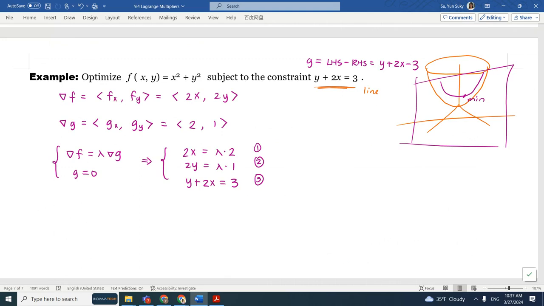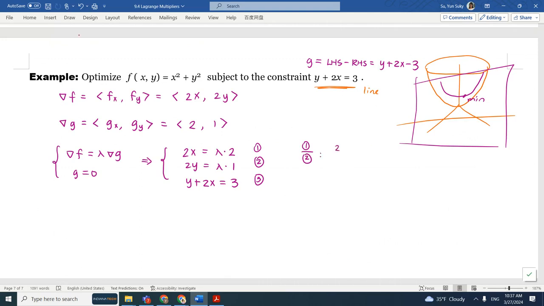Two methods. Either substitution: you express x in terms of lambda, express y in terms of lambda, and then plug in here. The other method is to eliminate the lambda. You can use equation 1 over equation 2 to get rid of the lambda, and then you get a relation between x and y. I would think eliminate the lambda is easier. So use equation 1 over equation 2.